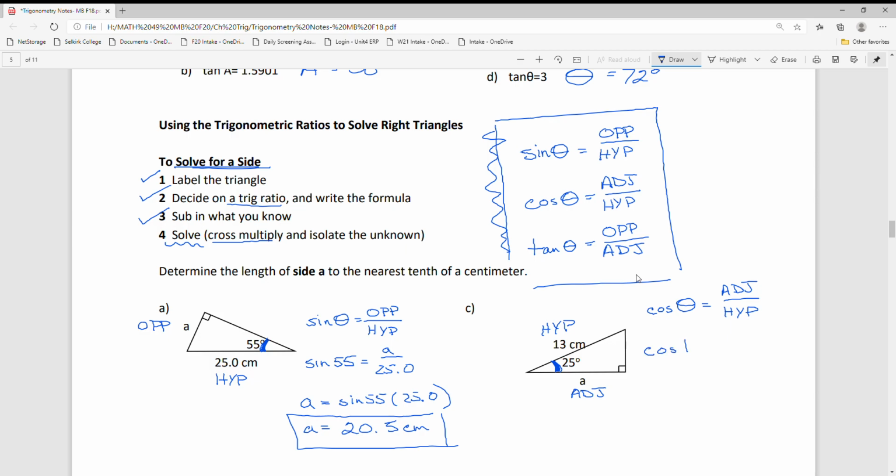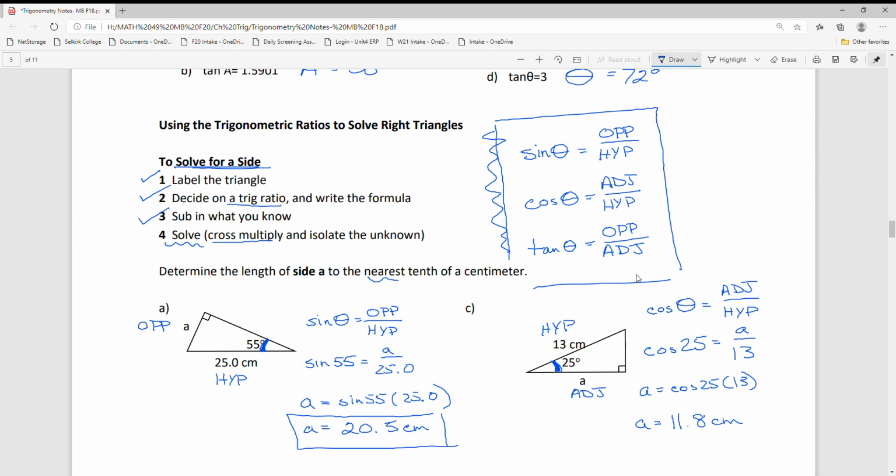It's not just cos of an angle, it's cos of 25. And so in this one, I'd write in 25, and the adjacent is a, that's my unknown, and the hypotenuse is 13. Solving for a would equal cosine 25 times 13. And my calculator can evaluate that for me. And so punching it into the calculator, I get 11.8 centimeters.